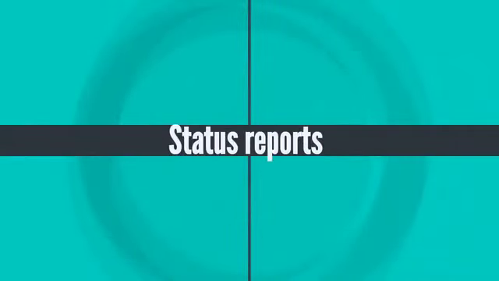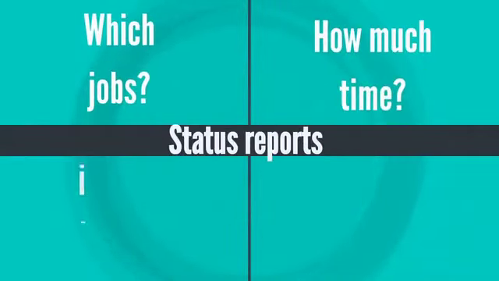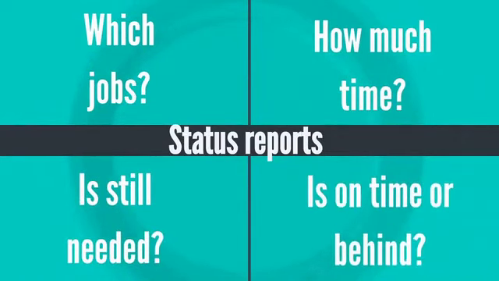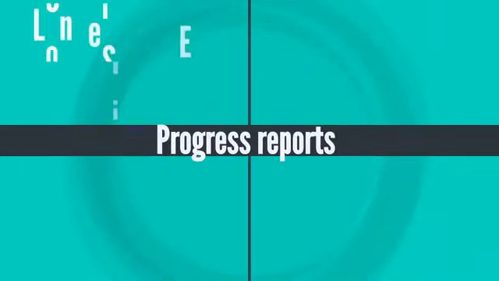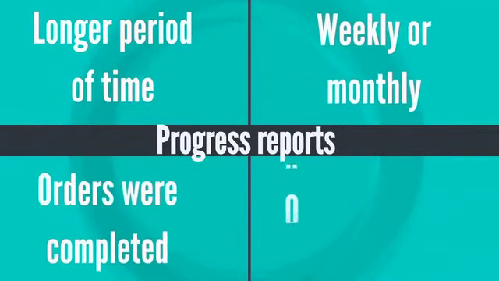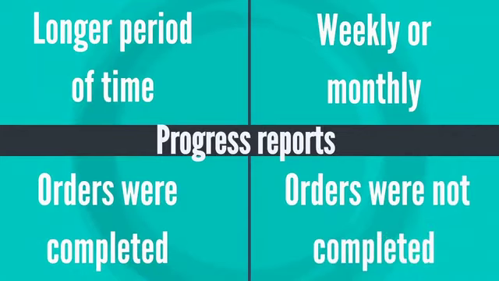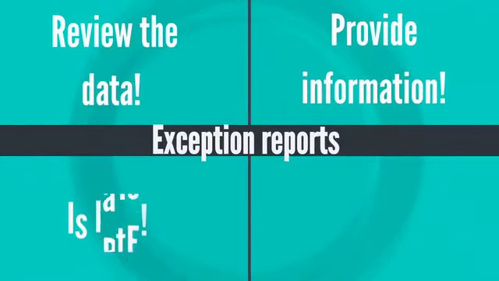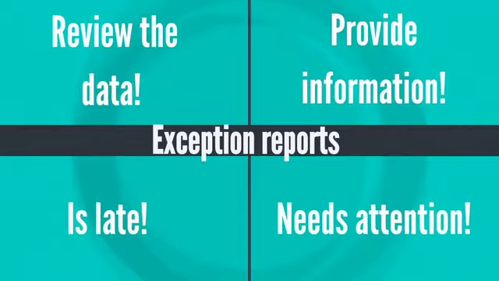A status report tells the production team which jobs are at which work center, how much time has been spent on each job, how much time is still needed, and whether the job is on time or behind schedule. Progress reports look at a longer period of time. They are usually weekly or monthly and provide information regarding how many orders were completed in the time period and how many scheduled orders were not completed. Exception reports review the data and only provide information on anything that is late and that needs attention.